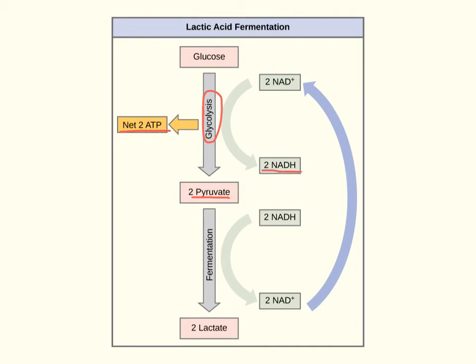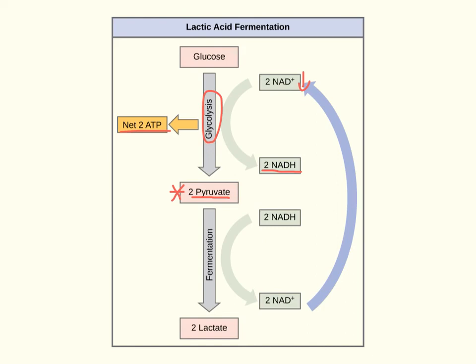Since there is a lack of oxygen to drive the Krebs cycle and electron transport, those steps are not available to the cell. Pyruvate begins to build up in the muscles and NAD supply begins to run out, threatening to shut down glycolysis and end ATP production.